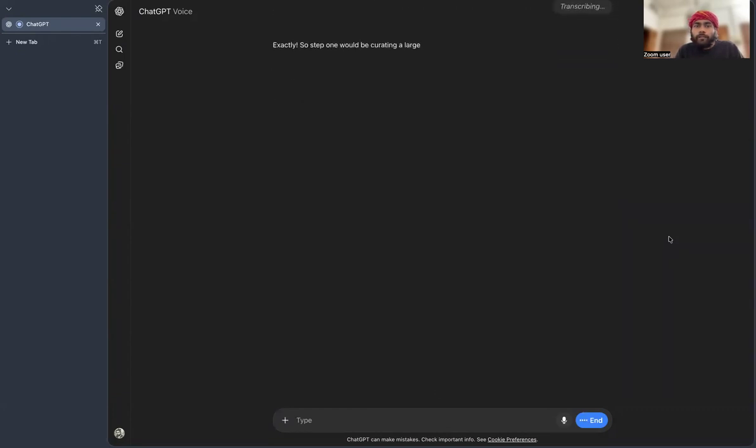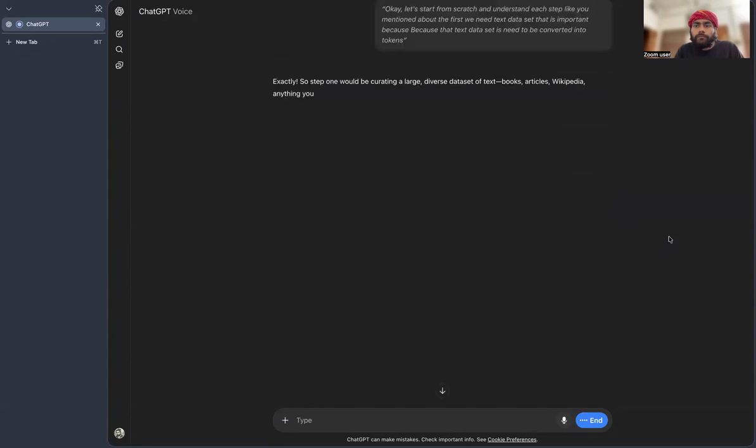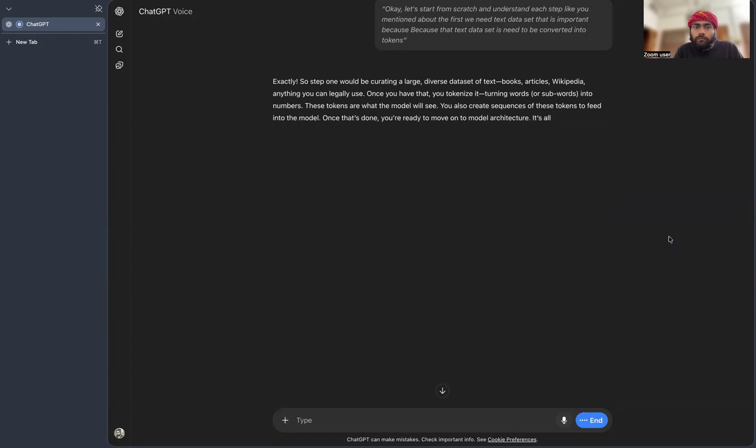Exactly. So step one would be curating a large, diverse data set of text, books, articles, Wikipedia, anything you can legally use. Once you have that, you tokenize it, turning words or subwords into numbers. These tokens are what the model will see. You also create sequences of these tokens to feed into the model. Once that's done, you're ready to move on to model architecture. It's all about feeding the model structured patterns from language.